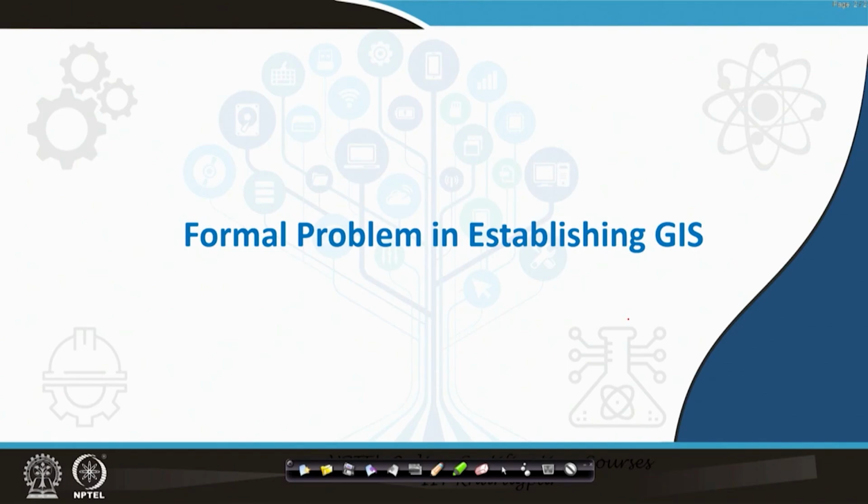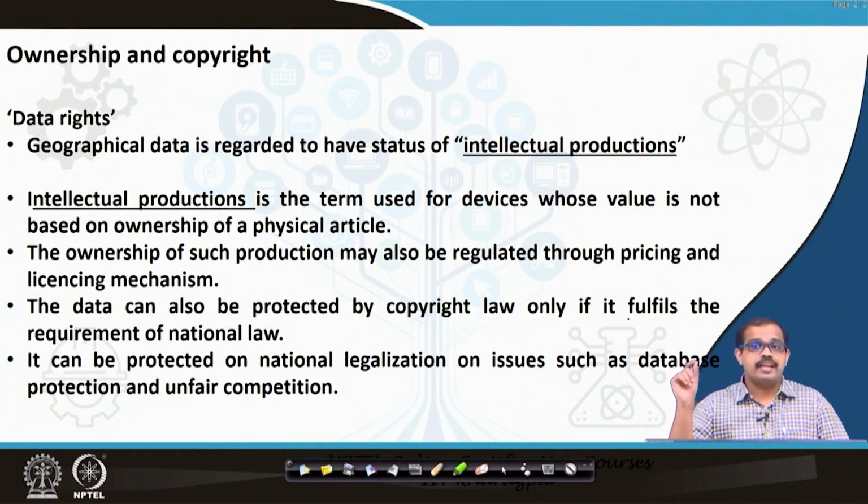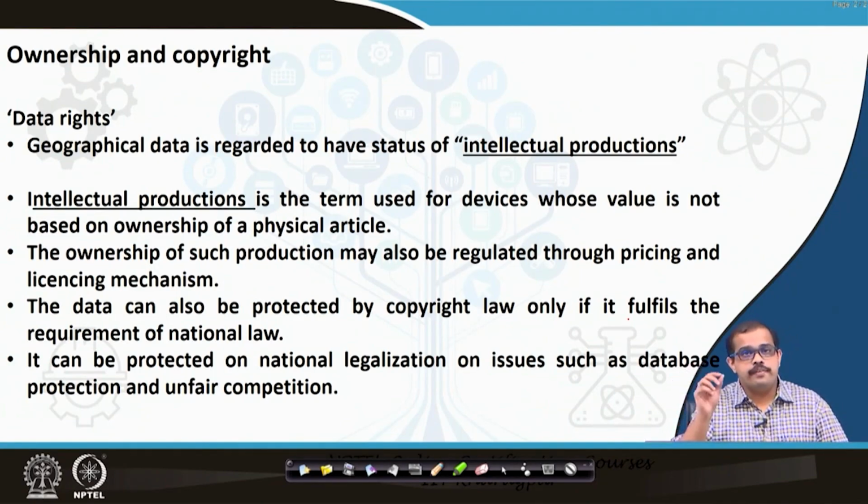Now, let us look at what are the formal problems in establishing GIS. If you want to look at GIS as an establishing factor, what may be the issues? The first issue that you would come across is ownership and copyright. Okay. So, you would have heard about data rights. Geographical data is always considered to be an intellectual production. So, it is regulated by IPR.